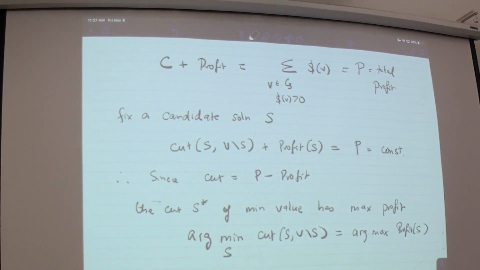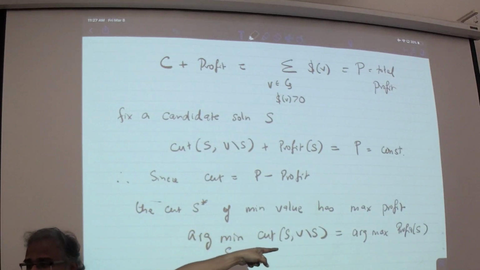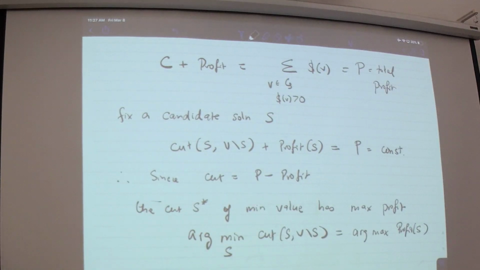Sorry, I should have mentioned that. It's a shorthand for saying I want the thing that achieves the minimality. I don't care what the actual value is. Because we're saying the thing that achieves minimality here is the thing that achieves maximality there, and in fact the two are equal.